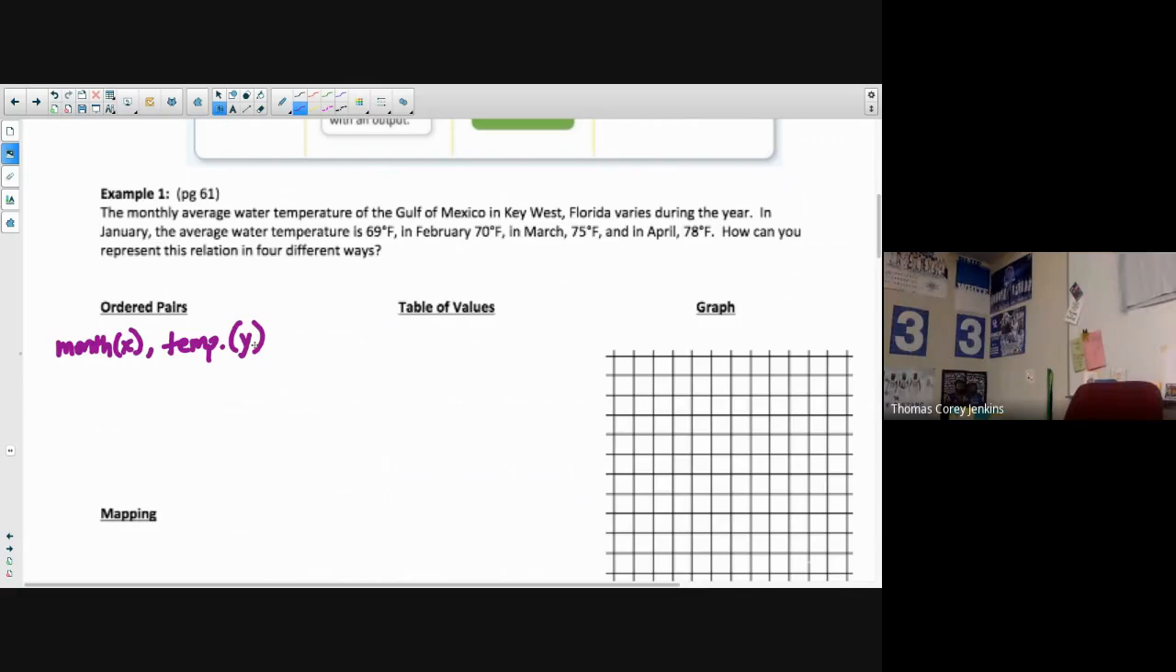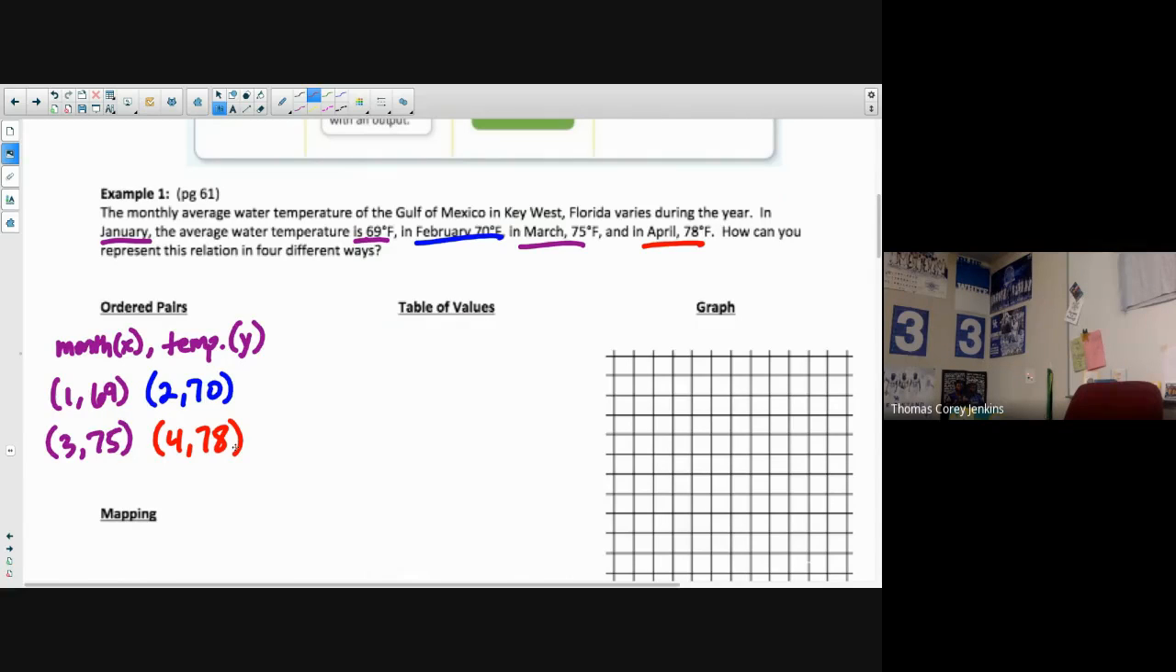All right, so the first one: in January, we're at 69 degrees. January is month 1. So that's 1, 69. Or we could say 1 goes to 69. 2 goes to 70. 3 goes to 75. 4 goes to 78. Okay, so that's one way to represent those values as a set of ordered pairs.